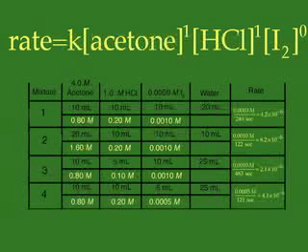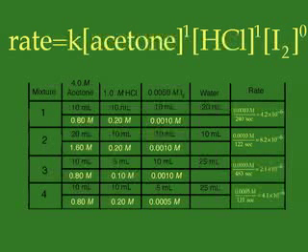By looking at trials 1 and 2, where the concentration of acetone is doubled, we see that the rate doubles. When the rate doubles, the order of reaction is 1. We call this first order. We compare trials 1 and 3 and see that when the concentration of hydrochloric acid is cut in half, the rate is cut in half, also first order.